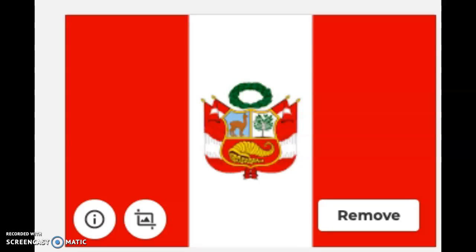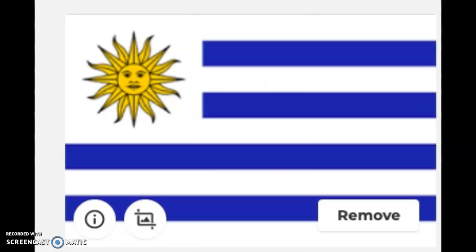All right, this is the flag of Peru. Peru is the place where llamas come from. A good way to remember this is the movie, The Emperor's New Groove. That takes place in Peru. Peru, llama. This is the flag of Uruguay. Uruguay. Nice big sun, Uruguay. We're almost done, guys.